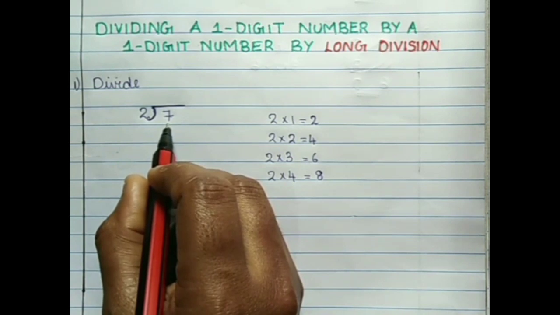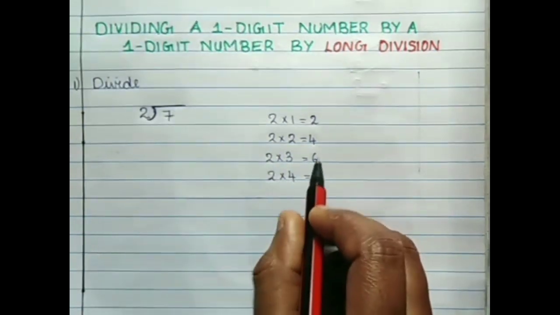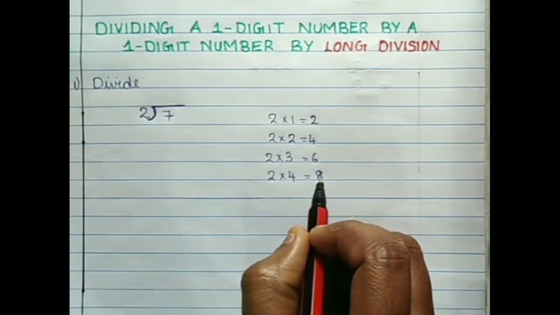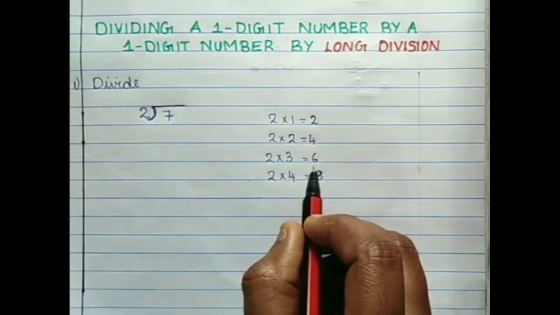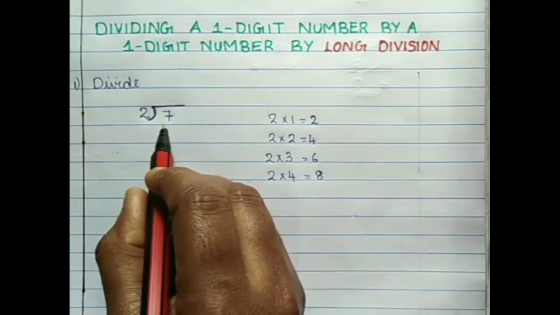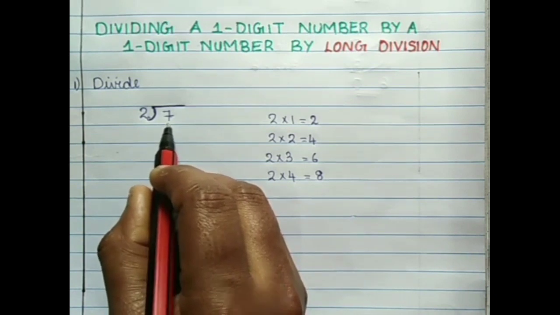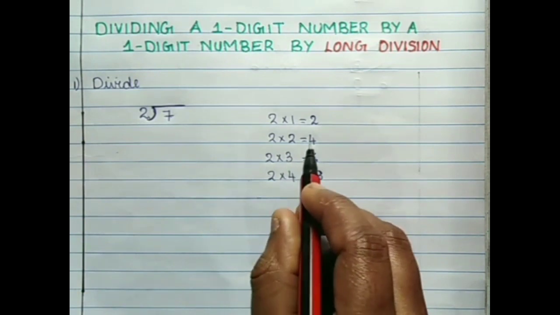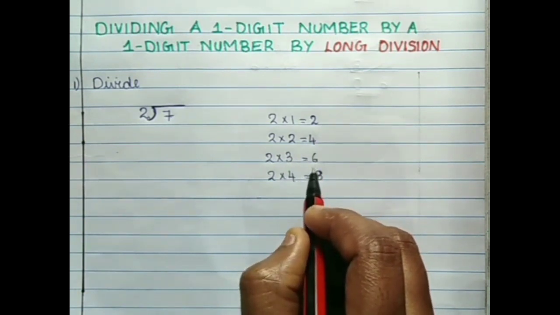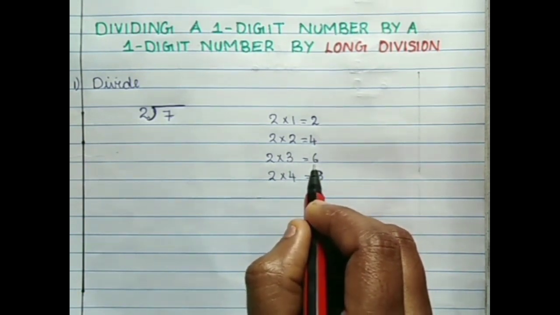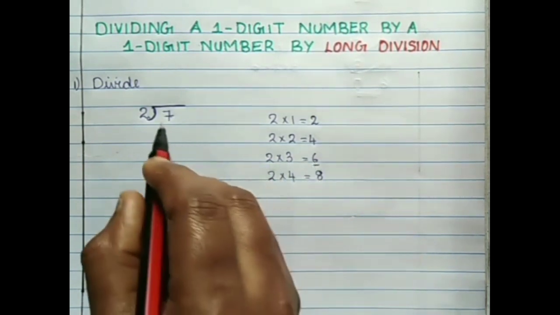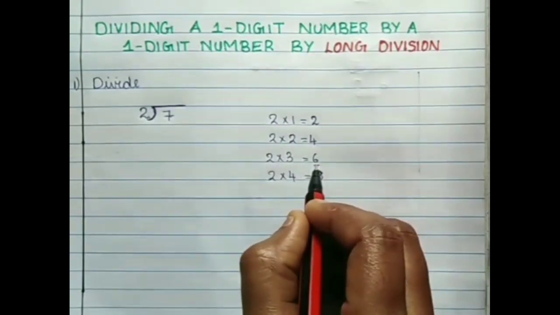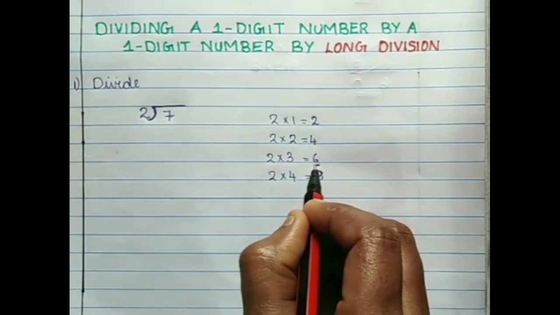If we do not have the number 7 in the table of 2, the method we use is that we have to take the number which is less than our dividend. That is 7. We have to take the number which is less than 7. In the table of 2, which is the number less than 7? Yes, 6, isn't it? So we have the number 6 which is less than 7 in the table of 2. So here we should take the number, yes, 6.